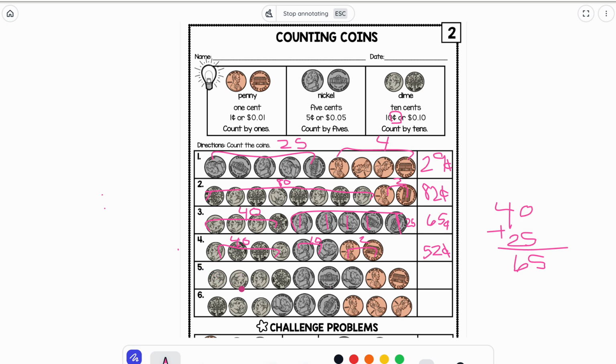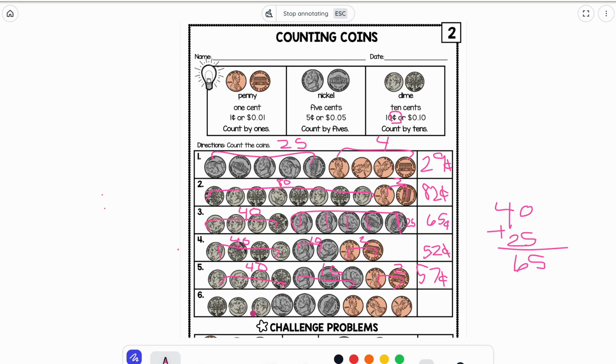Now, next one, let's do it. Dimes, 10, 20, 30, 40 in dimes. Again, got a little bit of a pattern going here. Nickels are worth 5 cents. 5, 10, 15. 1, 2 pennies. 40 plus 15, that is 55, plus another 2. I've got 57 cents here. And if you notice, I had 52 before. All they did was add another nickel, aka 5 more cents. 52 plus 5 is 57.